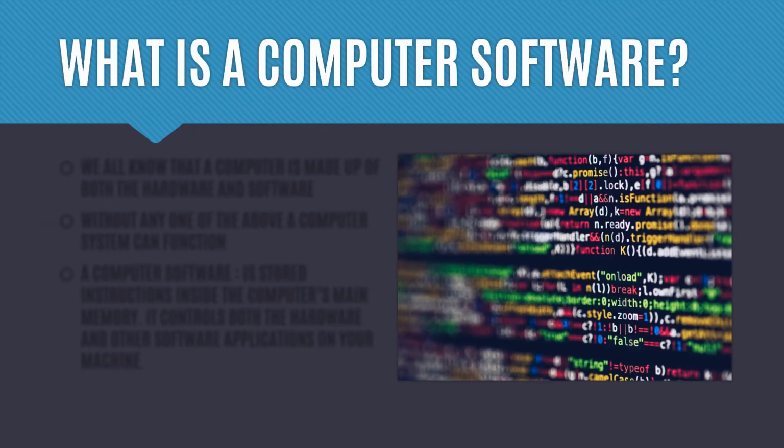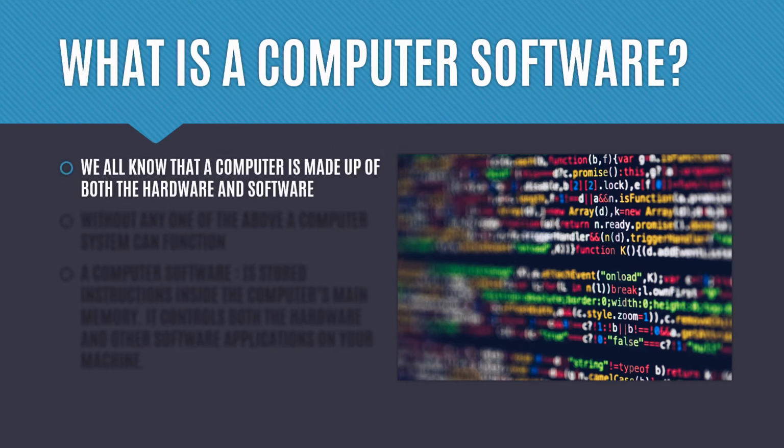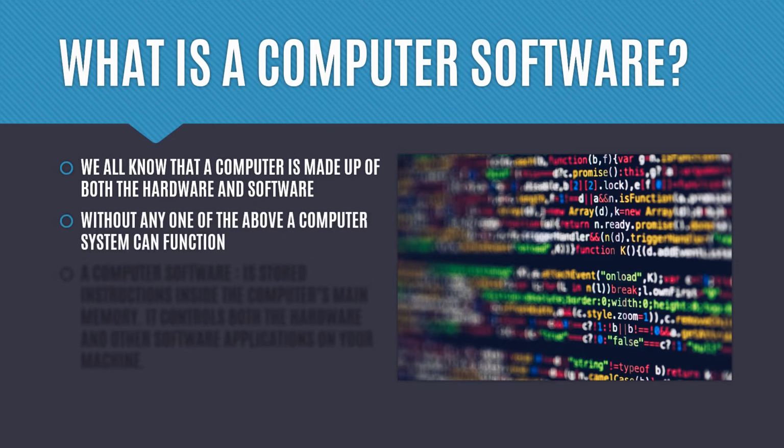So, what is a computer software? That is the first definition. We all know that a computer is made up of both hardware and software. Without any one of the above components, a computer system is useless. Can you imagine a computer without a keyboard, without the mouse, without the screen? Missing any one of the hardware parts makes a computer useless. Similarly, without the software, your computer is also useless.